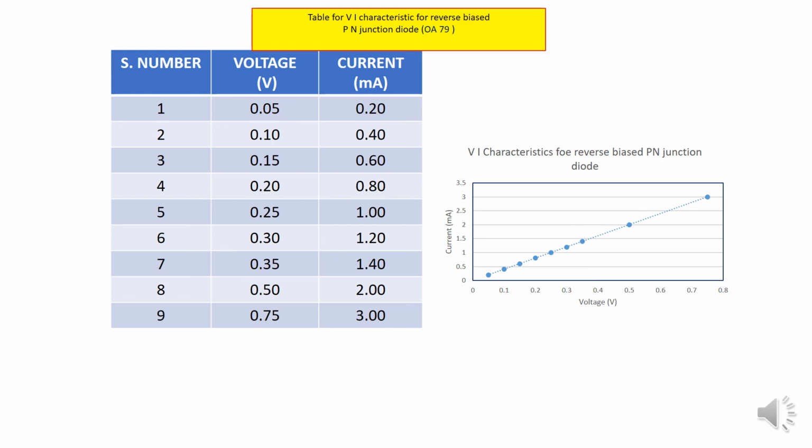In this way, we can study the VI characteristics of a PN junction.